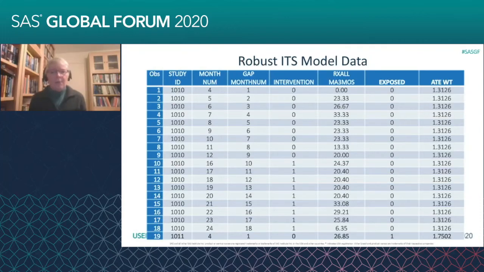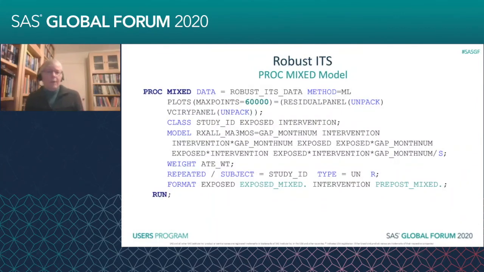The very bottom you can see is one of the exposed folks who starts out in month 1. And that's all you need to do, just add that exposed flag and add your weights if you're using them in order to run the robust ITS model. And so here's the code for that.